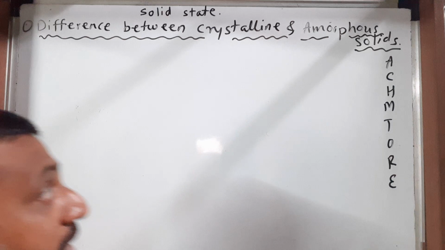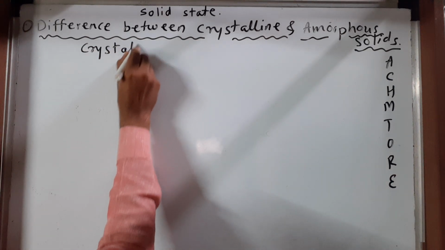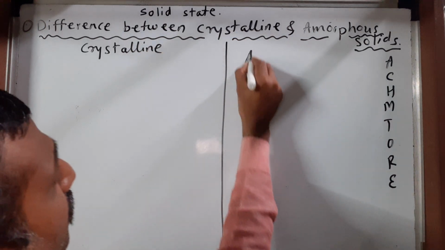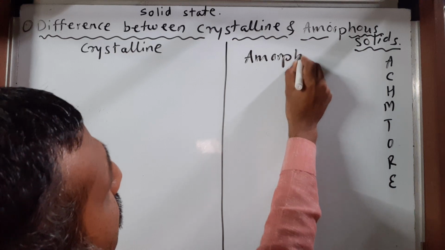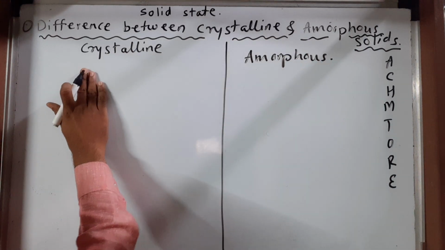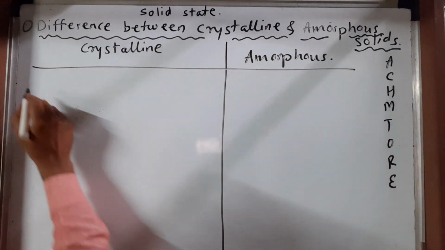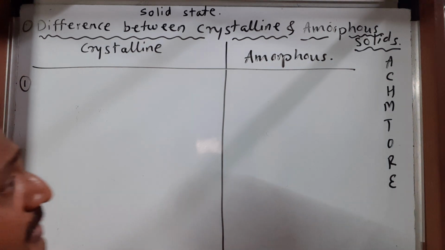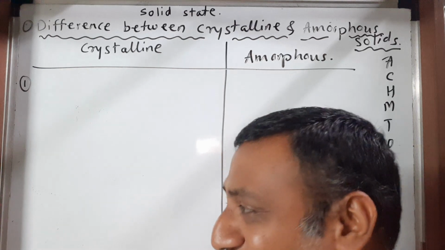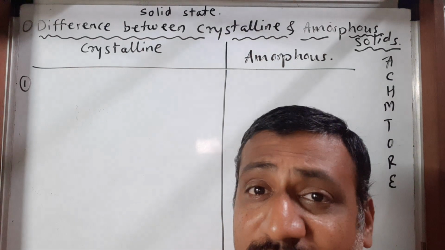So let's begin. Here at the left side, I'll write about the corresponding property of crystalline solid, and here I'll write the corresponding property of the amorphous solid. Crystalline solids are also known as non-amorphous. Amorphous solids are also called non-crystalline. So the first point of differentiation, A, is just an abbreviation I give for recalling from the examination point of view.